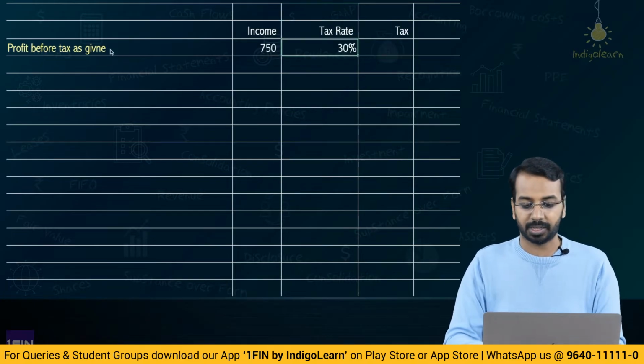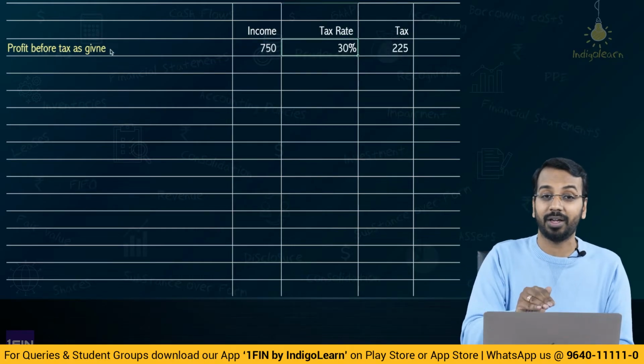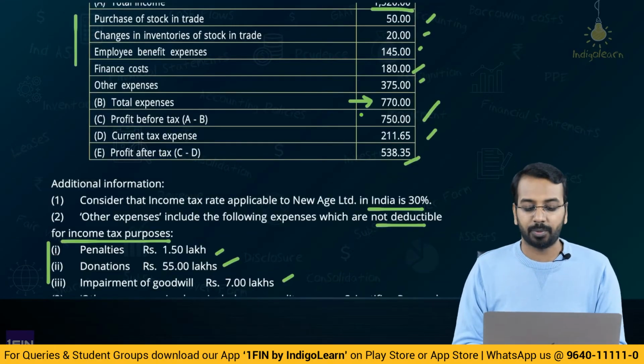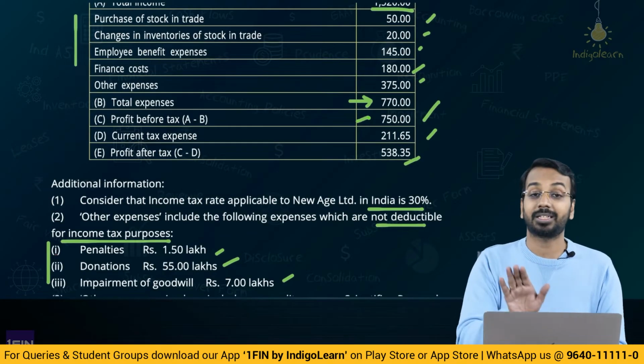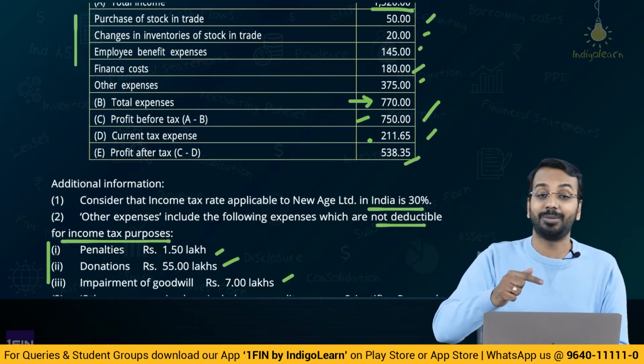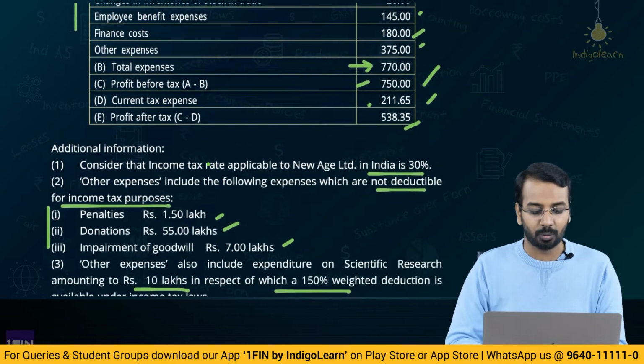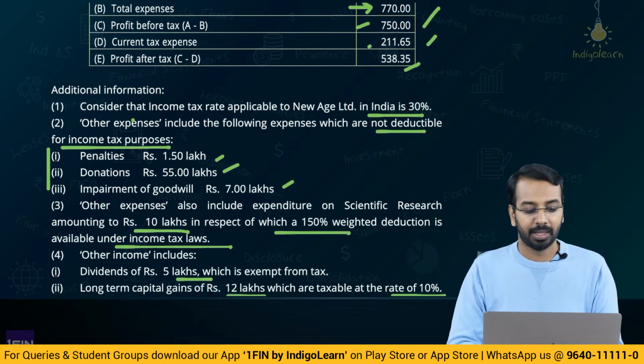So if it is 30%, tax is 750 into 30%, 225. Now how this 225 can be seen as 211.65? That is what we need to do. Profit before tax is 750. On that, tax at 30% will be 225. But then how did it become 211? So we have to basically move from 225 to 211. Now by using what? By using all this information.